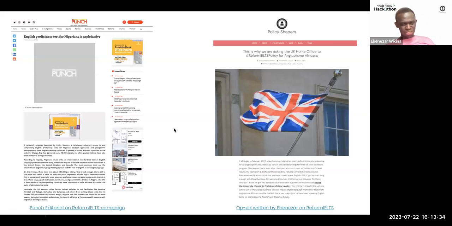So the screenshot is not super clear, but this just shows you examples of an editorial, which Punch wrote. Punch wrote this editorial, I think in February 2022, during the height of the Reform IELTS campaign. And then at the right, you have an op-ed, which the team wrote as well, where we're asking the UK to reform IELTS. And on the left, you have Punch saying their own thoughts and opinions, pretty much the editorial board's opinion on why they think English tests are exploitative for Nigerians. So just always look out for that, so you know that there's a difference between op-eds and editorials.